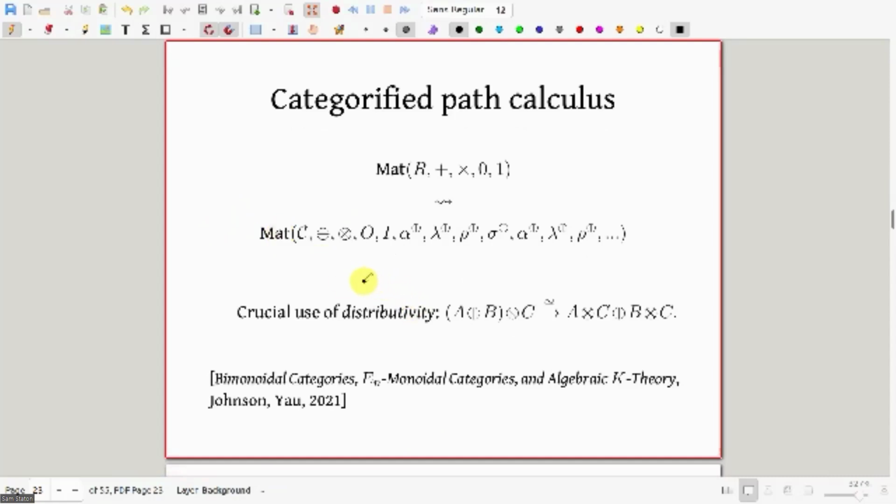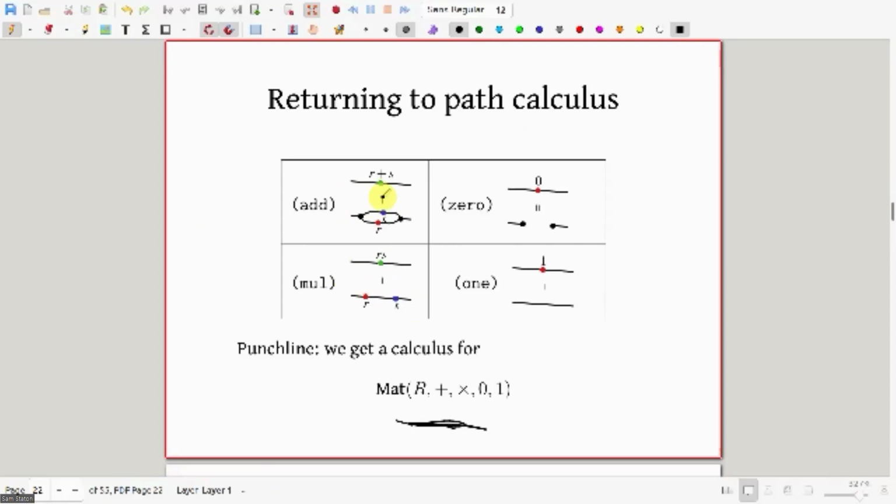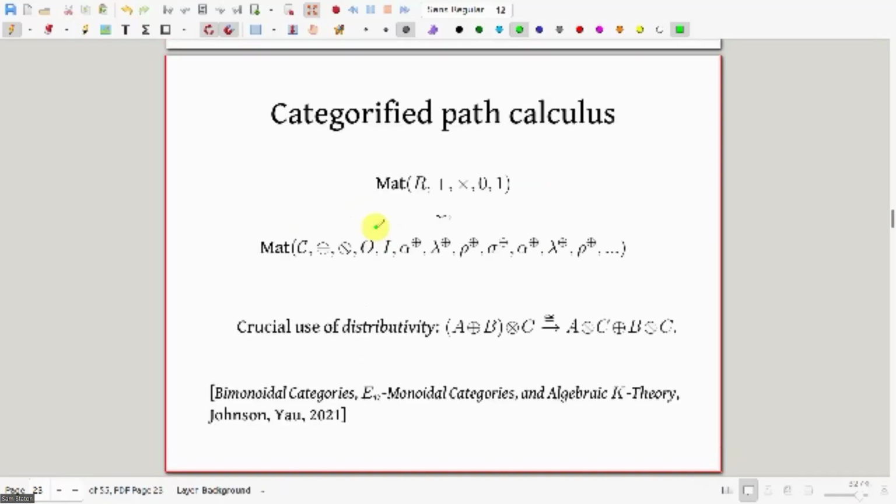So how am I going to explain this? I'm going to do the same thing that I did before. I'm going to put a two cell here, and I'm going to extrude this red guy and this blue guy and the green guy. So this kind of morphism here, this equation, is going to become a two cell.